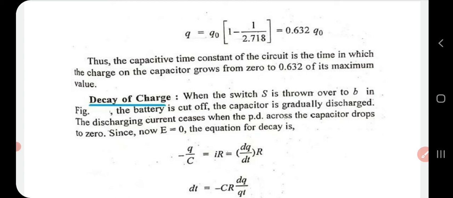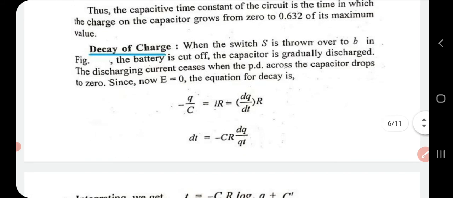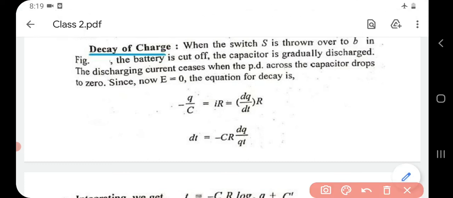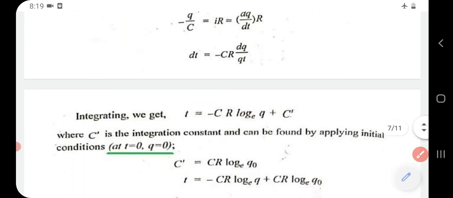So from that, as discussed above, we have obtained dt, and then what is the next step? You have to find the time, so you have to integrate this. So the integral of dt will be t, and this also you have to integrate. On integrating you will get t is equal to minus CR, kept as such, times the integral of 1 by Q, which will be the logarithm to the base e of Q plus a constant of integration C dash. Then what is the next step? Everything is similar to what we have discussed.